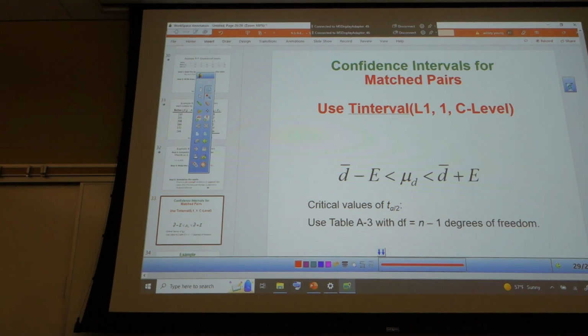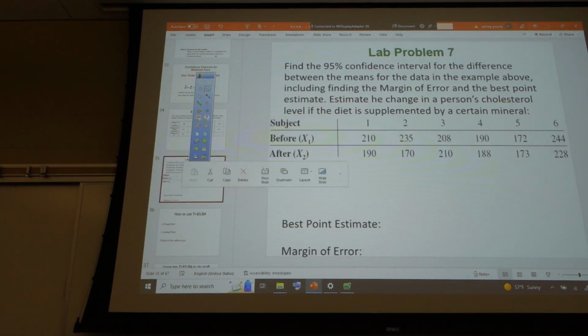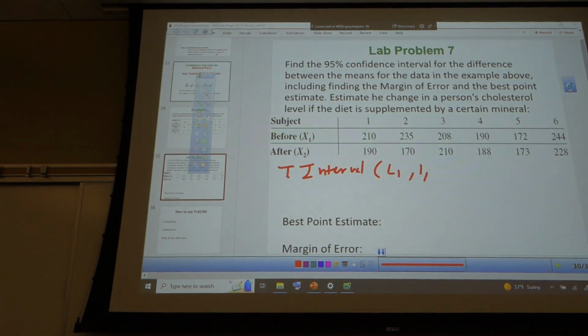So let's just do one of those quickly. We'll do it together. It is this one that you just did. So the nice thing is your data is already in there. So it's just going to grab the data that you have already and plug everything in. So it's going to be super, super straightforward. Here we go. I'm going to do T interval, because again, we've made this into one sample of L1, 1, and my confidence level. Let's go ahead and take a look at that.